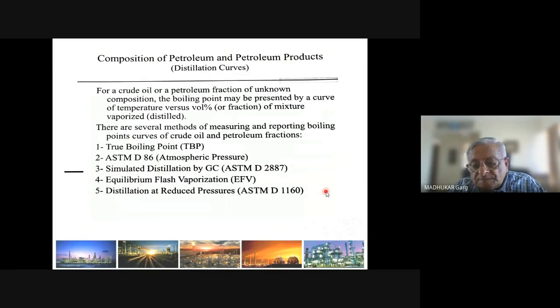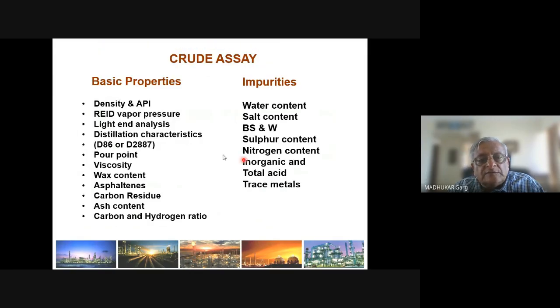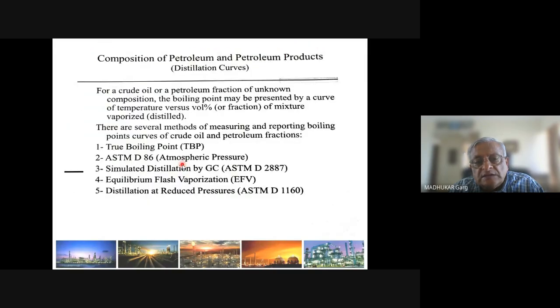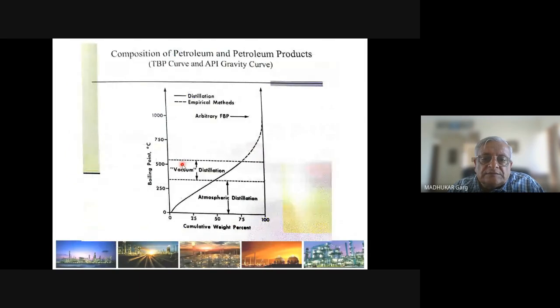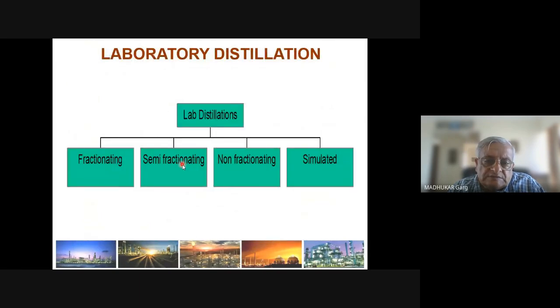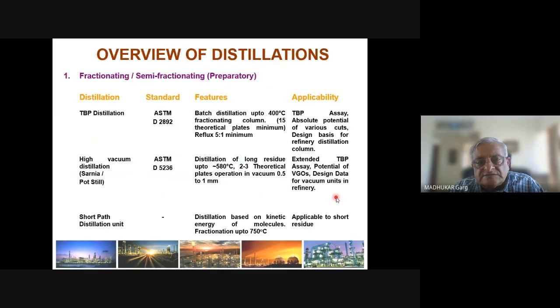So the fourth property as far as the crude assay is concerned is distillation. And if you recall, I had mentioned that there are basically three types of distillation data that can be generated in the lab. One is what is called fractionating distillation. The other is semi-fractionating or non-fractionating. And third is what we can do by GC, and it is called simulated distillation.